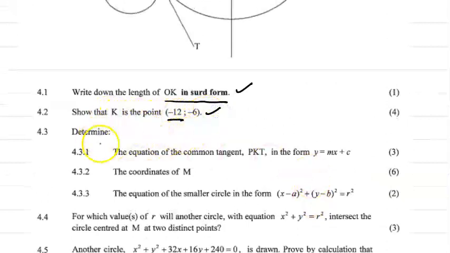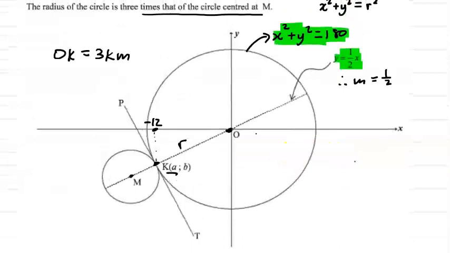So that's done. Determine the equation of the common tangent PKT in the form y equals mx plus c. Once again, they want us to find the equation of this tangent here. What can we notice from this? We know that the gradient of this line, y equals half x, is m equals half. Therefore, what do we know about the radius and the tangent to a circle? The radius is perpendicular to the tangent.